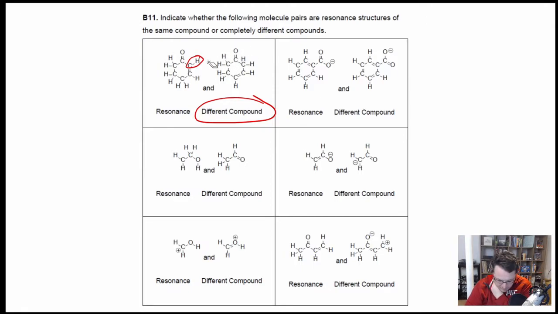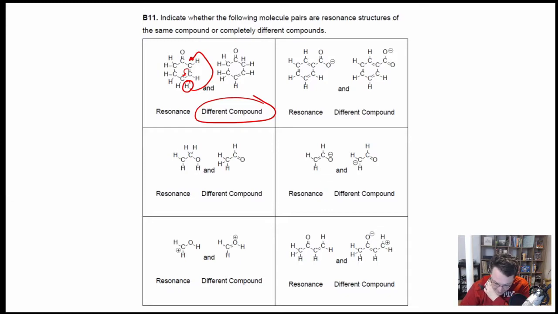So even though the double bond had moved from here to here, what you got is essentially that hydrogen right there moved its way all the way up there. And because the hydrogen completely changed where its sigma bonds are, what it's bonded to, that makes it a completely different compound. They're not the same compound in that case.